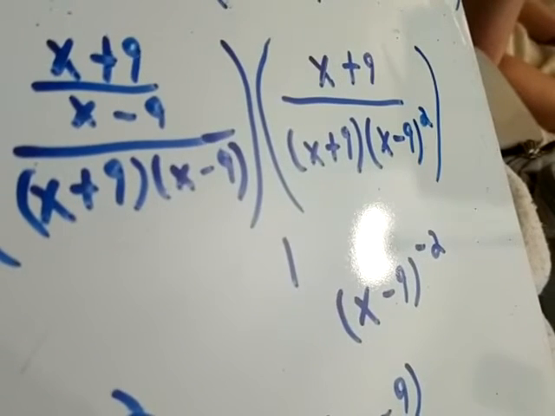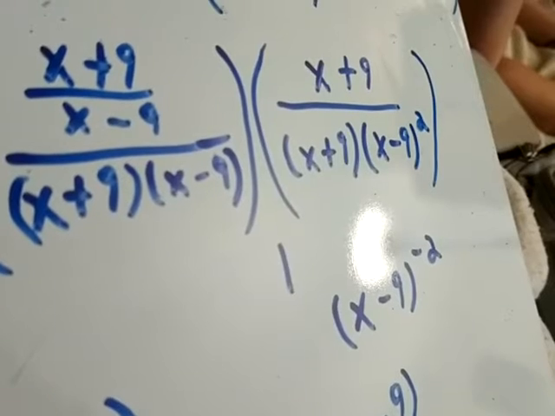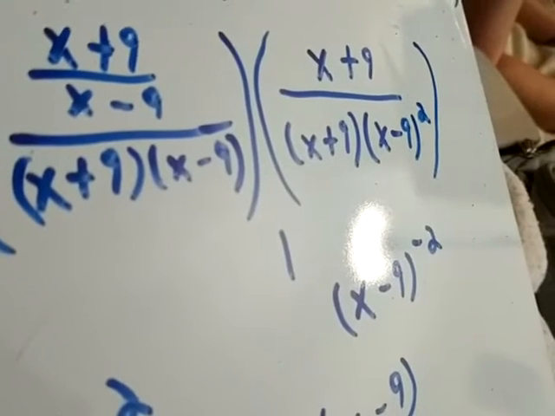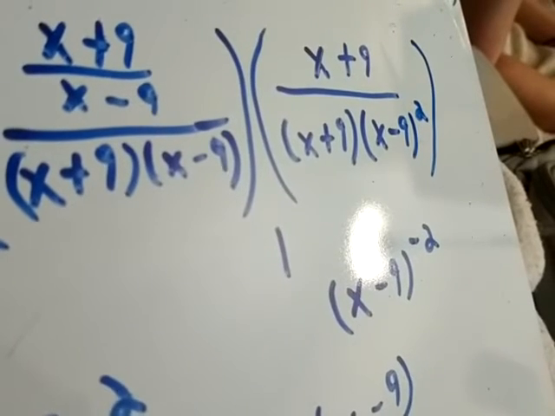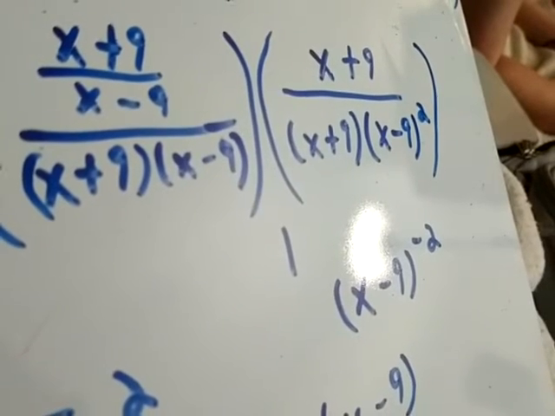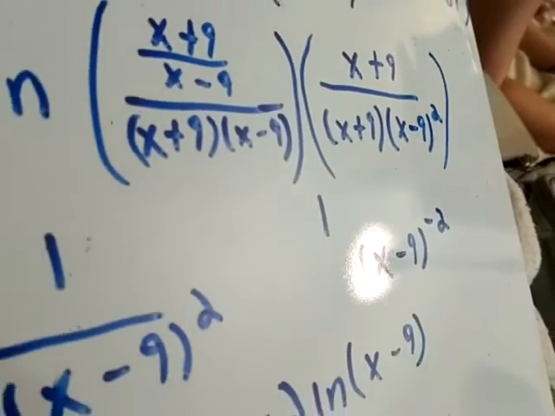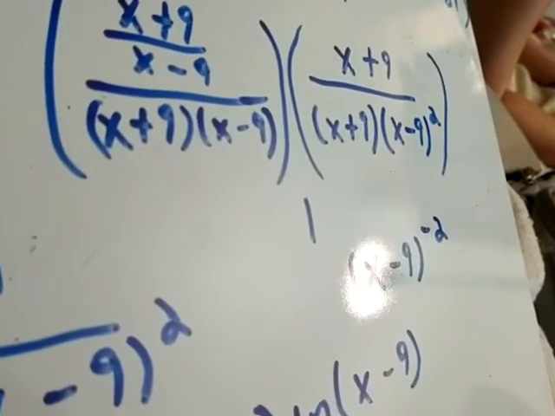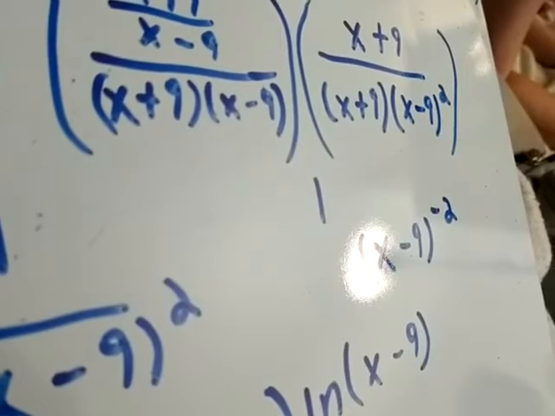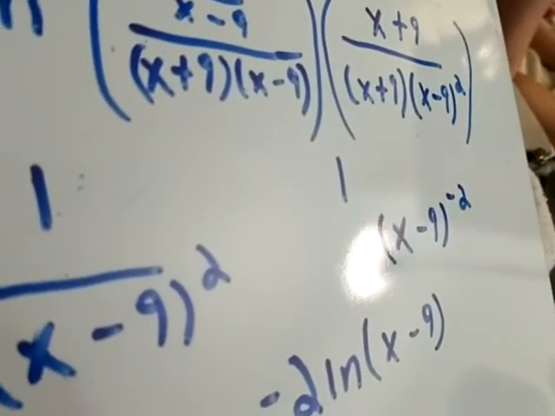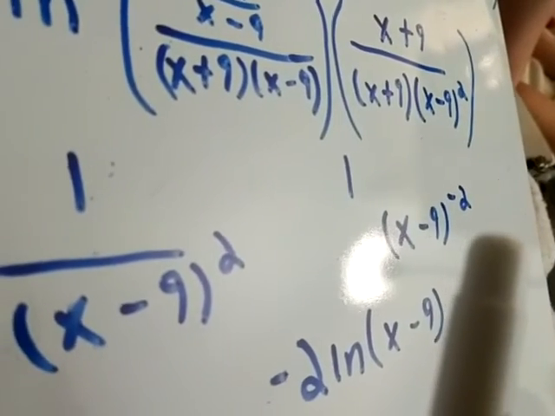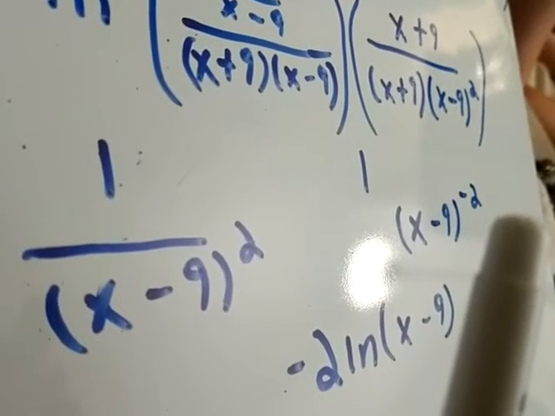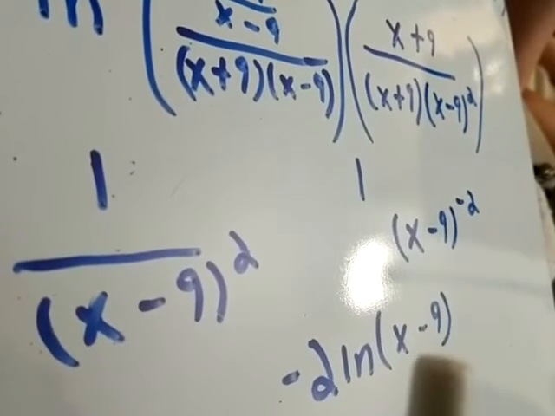But since it's in the denominator, the x minus 9 squared is going to be x minus 9 to the negative 2 power. So it's x minus 9 raised to the negative 2 power. But I'm going to have to move that exponent, the negative 2, to the front. So it's going to be a factor. It's going to be negative 2.